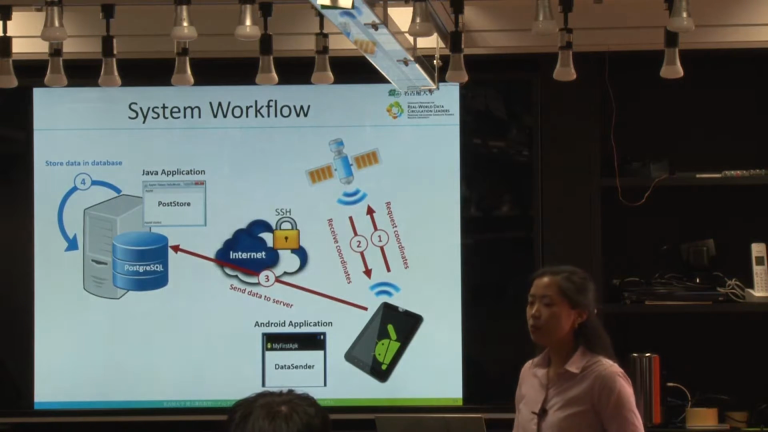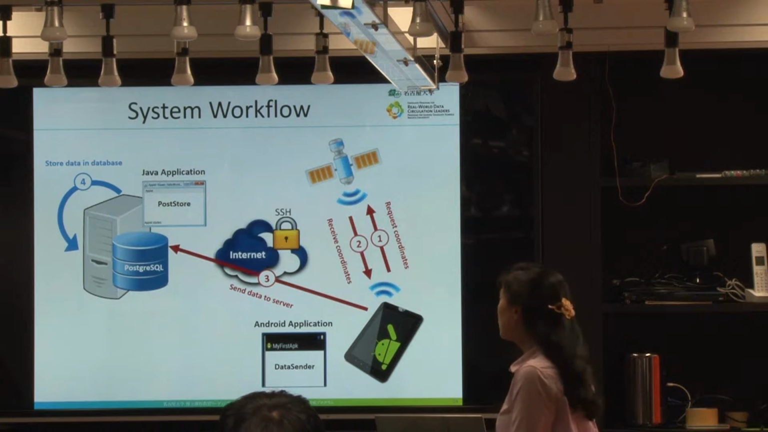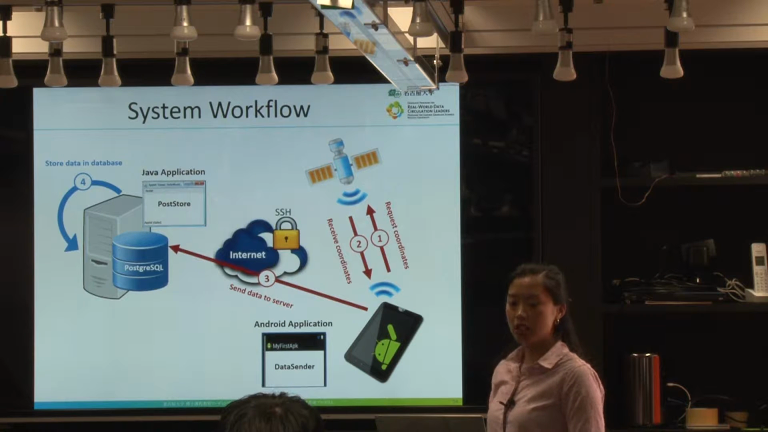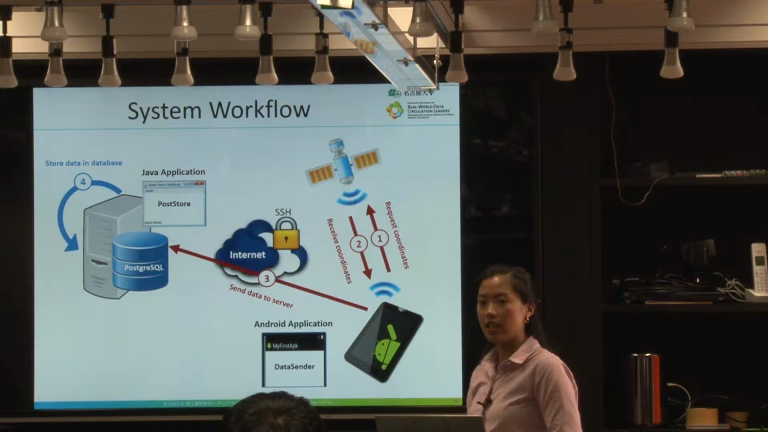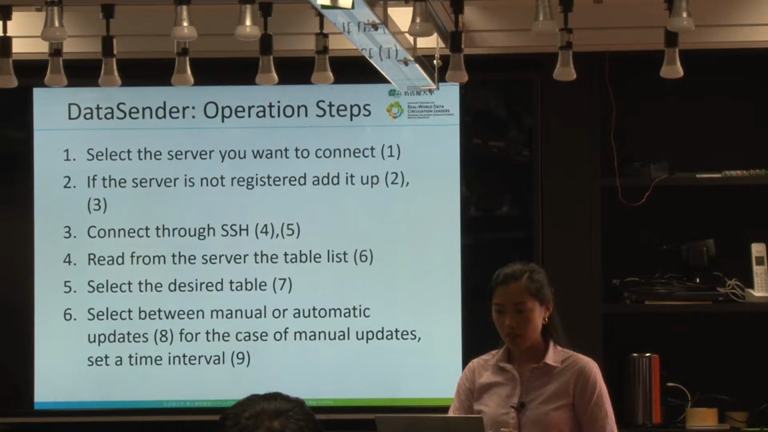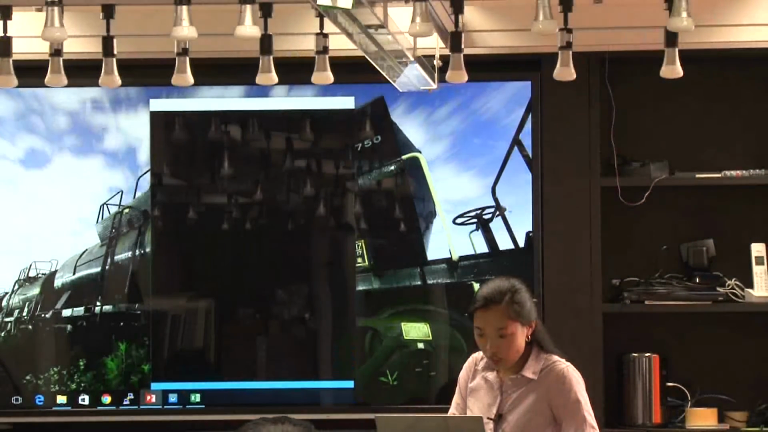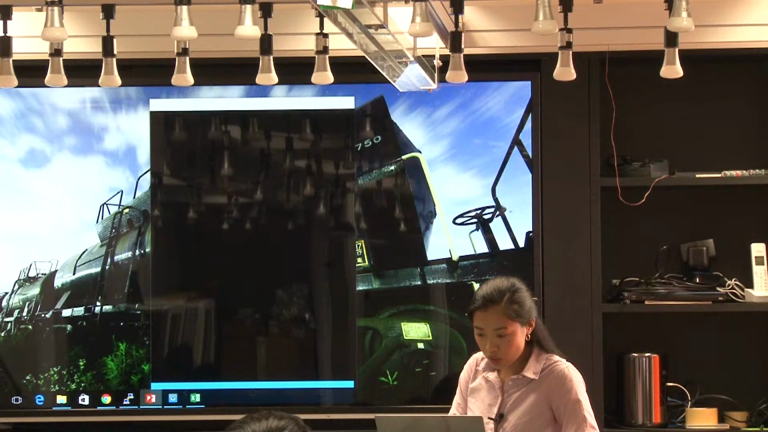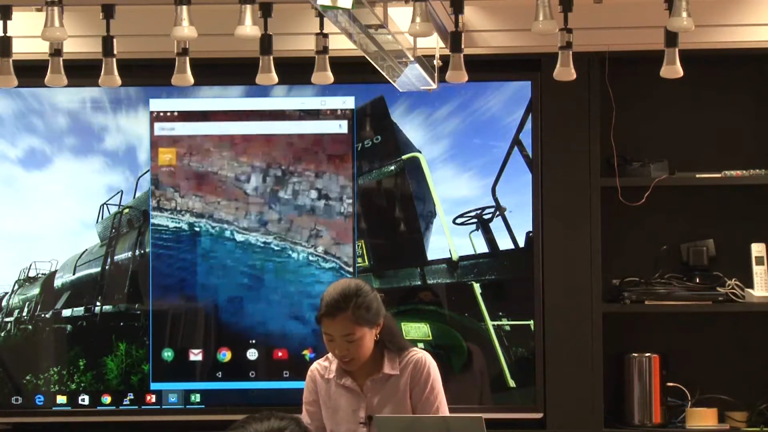So this is the system workflow. We will be focusing first on the Android application. First, we request and receive coordinates and we send the data to the server. This is done by the data center Android application. I'll be showing how the application works. Can you see this? Sorry.